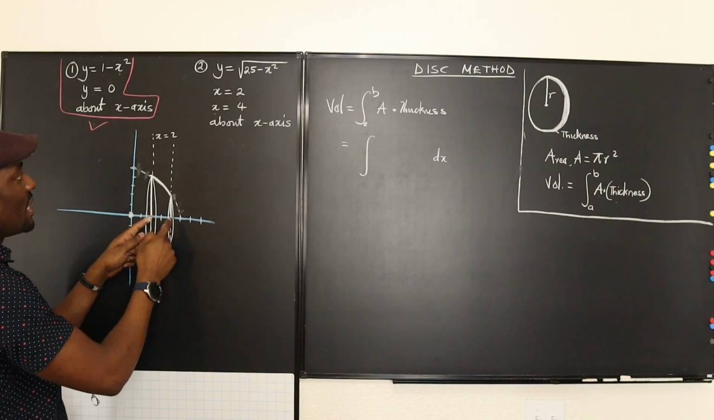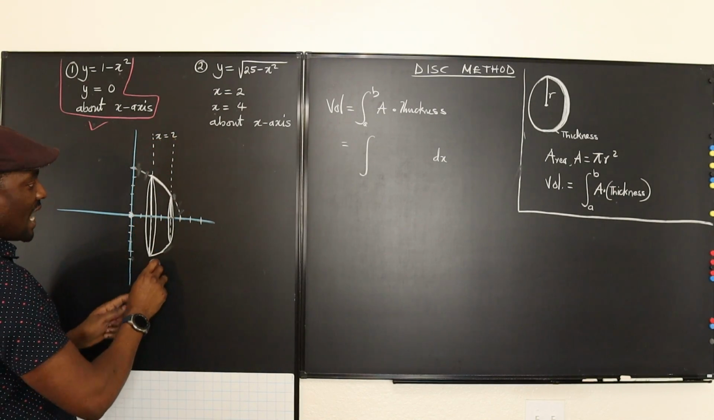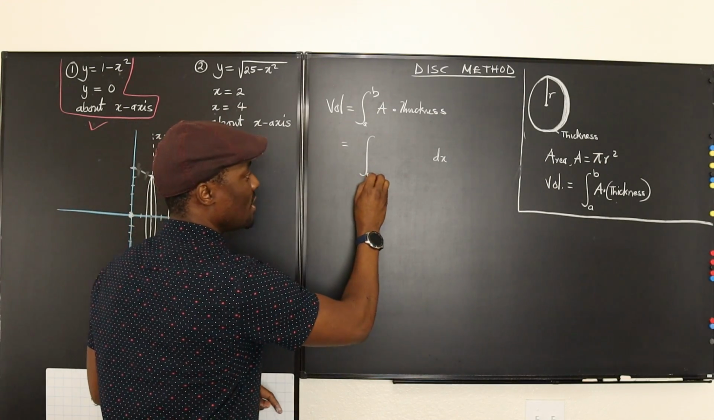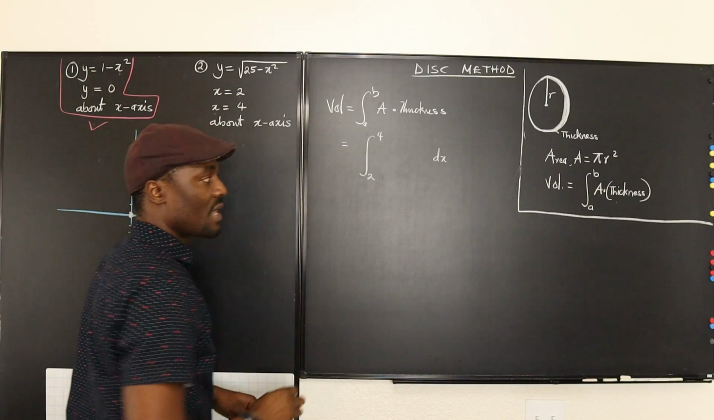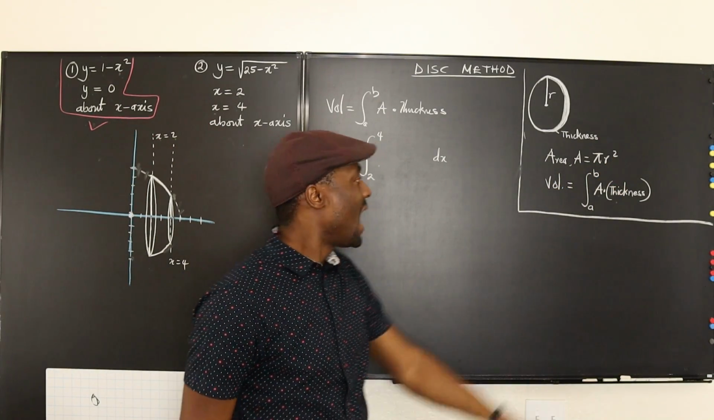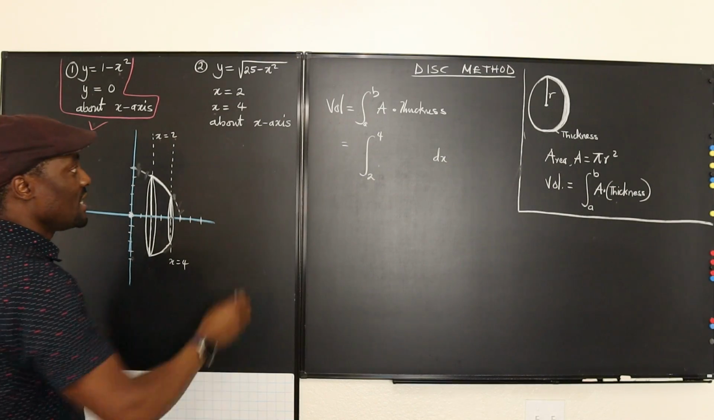Where does it start? It starts at x equals 2. Where does it end? It ends at x equals 4. So I'm going to write 2 here and write 4 here. Now, what is the area? The area is pi r squared. I have to figure out what my radius is.